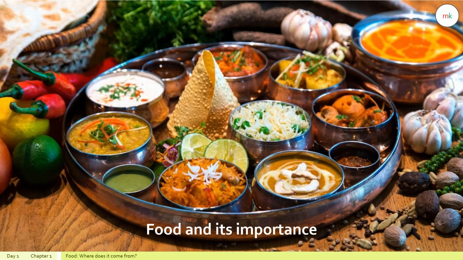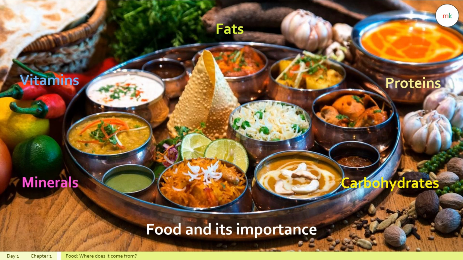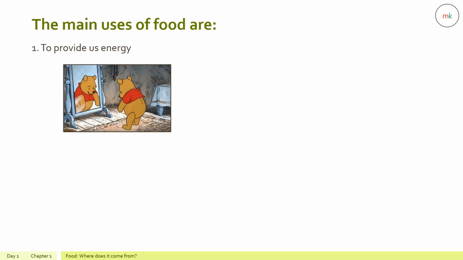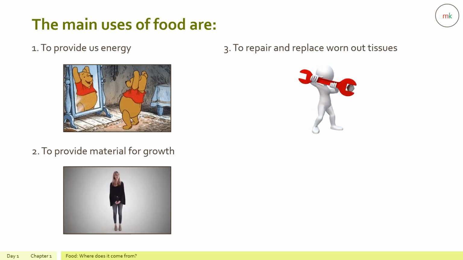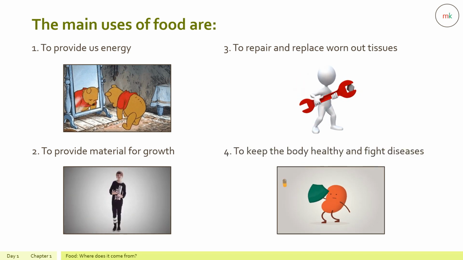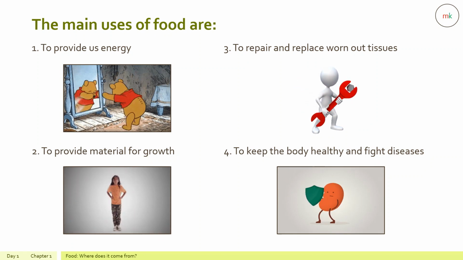Food and its importance. Food is essential to life because it provides the energy to run body functions and the building blocks to grow and repair body tissues. Food contains nutrients like carbohydrates, proteins, fats, vitamins and minerals. Thus, nutrients are substances that are needed for the growth and maintenance of the body. The main uses of food are to provide us energy, to provide material for growth, to repair and replace worn out tissues, and to keep the body healthy and fight diseases.